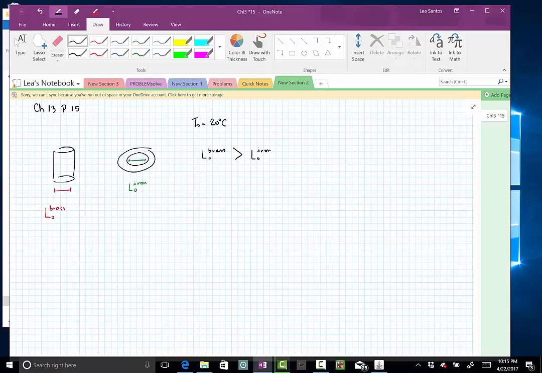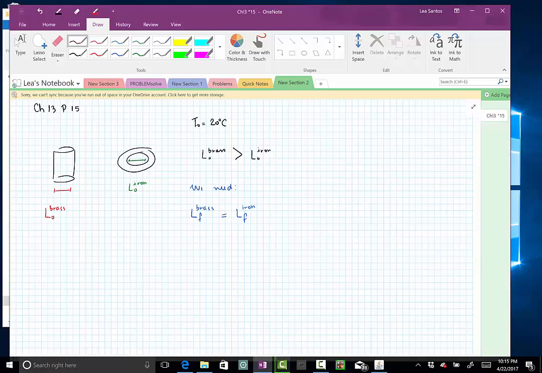To be able to just fit, what we need is that the L final of this plug made of brass becomes equal to the L final of this ring made of iron. That's all we need. And we need to remember also the equation for linear expansion.